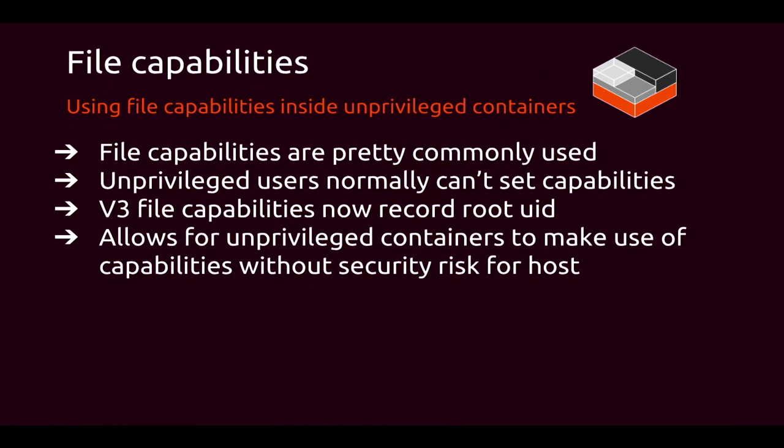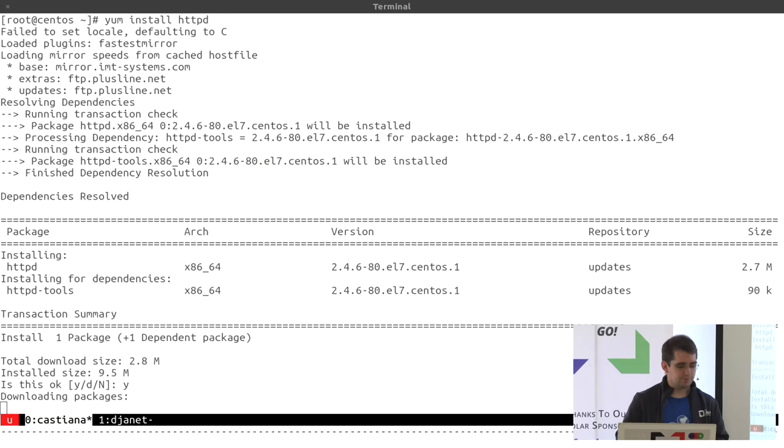As part of the capability record on disk, it stores what the root UID was, which then lets the kernel know when to actually consider the capability. We can see an example of that if I go in a CentOS container, and say install httpd. Oopsie, sorry. Let me fix that. There we go. So I'm installing httpd. Again, if the network wants to cooperate, we'll see.